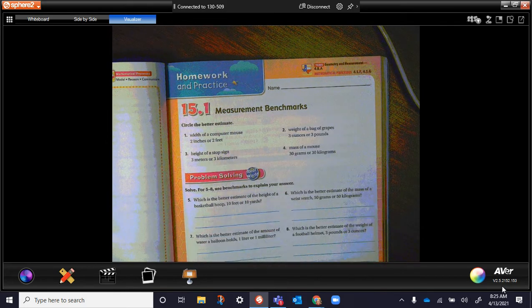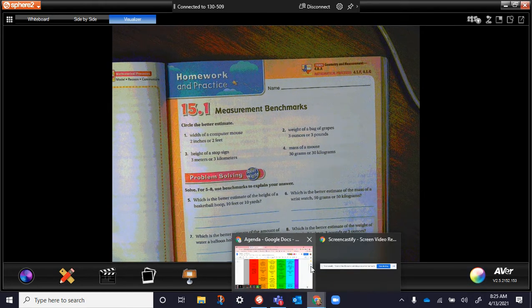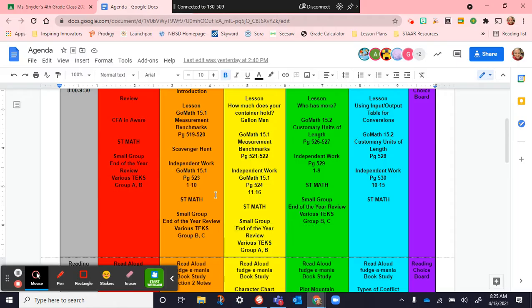That's 1 through 4. Next one, it says use the benchmarks to explain. So here you still have your choices, but now you're explaining the why. All right, so all of this on that page is your independent work.